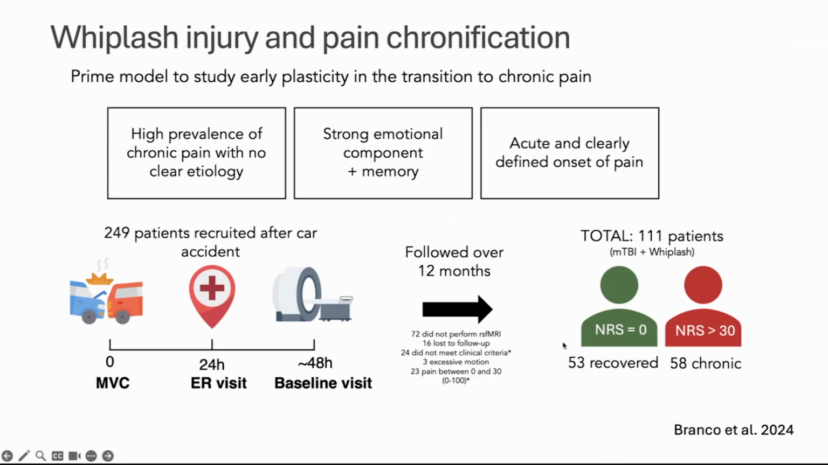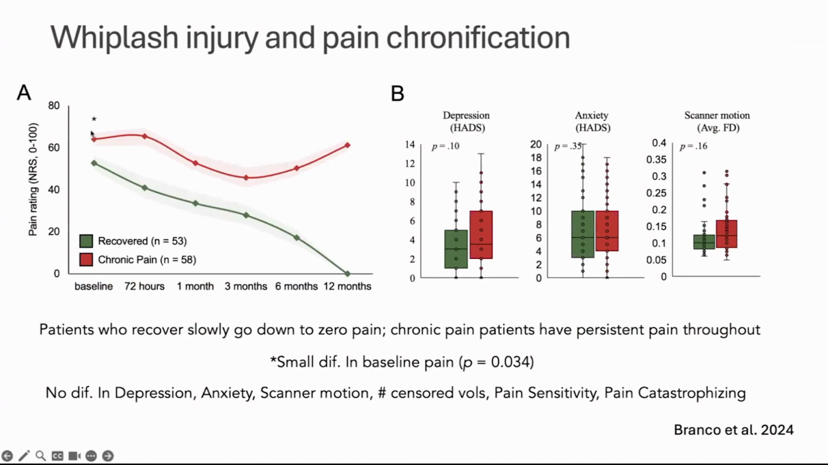53 of these patients had no pain at all 1 year later. 58 patients actually reported pain superior to 30 out of 100, so significant pain. And we, again, followed their pain over time. And as you can see here, the patients that 1 year later developed chronic pain, their pain remained relatively constant throughout the whole study. And the patients that recovered, their pain went down over time, as you can see here.